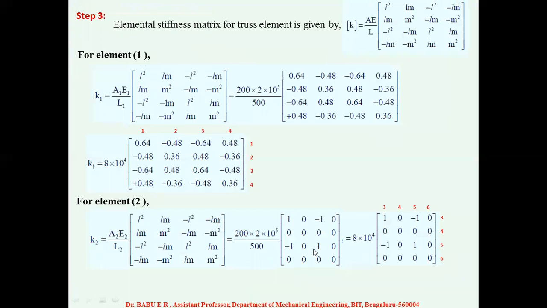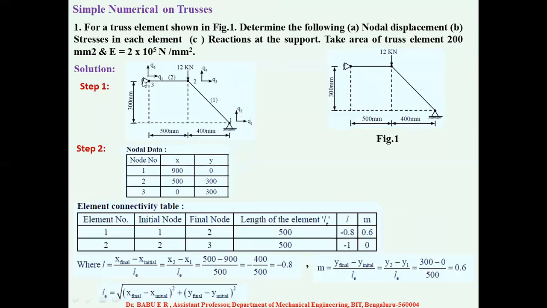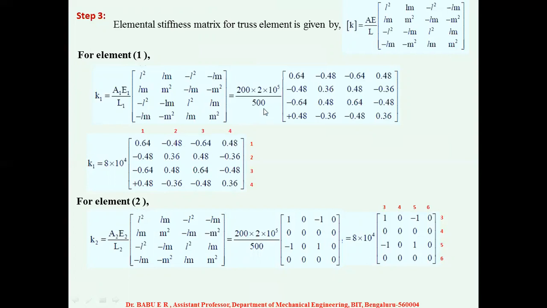So the next step is you have to find the elemental stiffness matrix for a truss element, which is given as K equals AE by L, times this matrix: L square, Lm, minus L square, minus Lm. L and m are direction cosines. So go for element 1. For element 1, K1 equals A1 E1 by L1, and you write down the matrix. The area is the same in the problem, so it is 200 mm square. E is 2 into 10 to the power of 5, divided by the length of the element. For element 1, the length is 500, into the bracket.